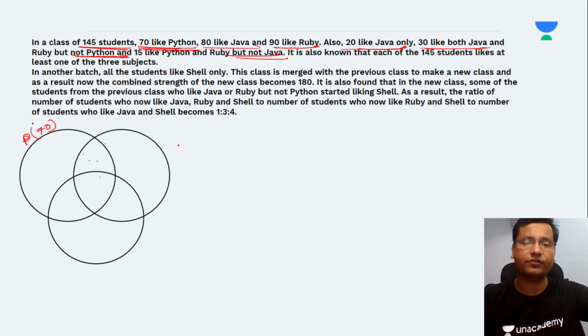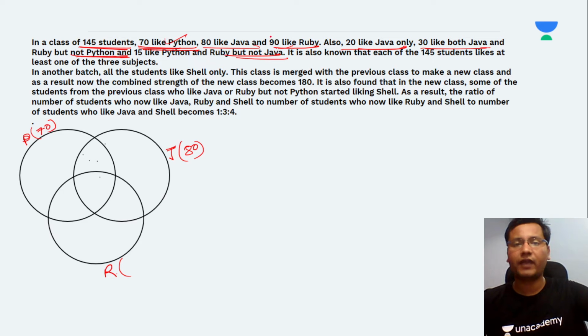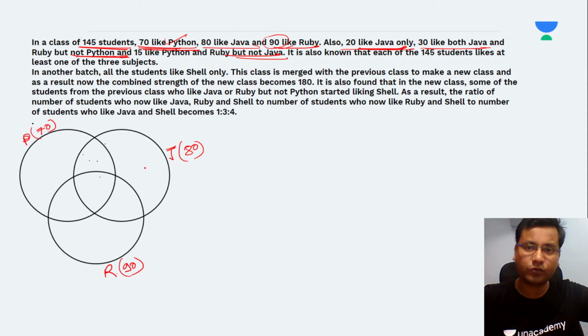Now 80 like Java. Let's say this is Java, and Java is liked by 80 students overall. And the third is Ruby. All three are high level computer languages. So Ruby is liked by 90 students. So this is going to be 90. Now further it says 20 like only Java. So this is only Java, so this has to be 20, right? So I wrote 20 here.